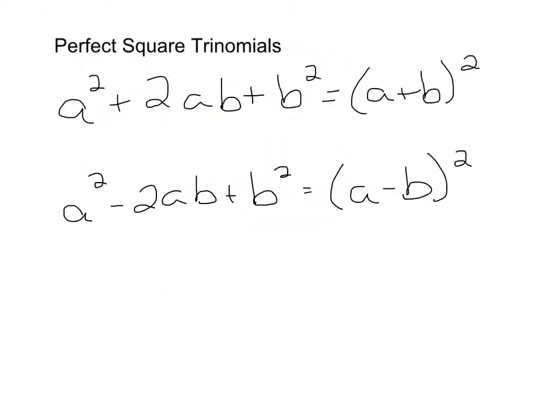Perfect square trinomials, you can do the same way we've been doing. However, if you recognize them as perfect square trinomials, it can give you a little bit of a shortcut. If I have something of the form a squared plus 2ab plus b squared, it will always factor into a plus b squared. If it's a squared minus 2ab plus b squared, it will be a minus b squared.